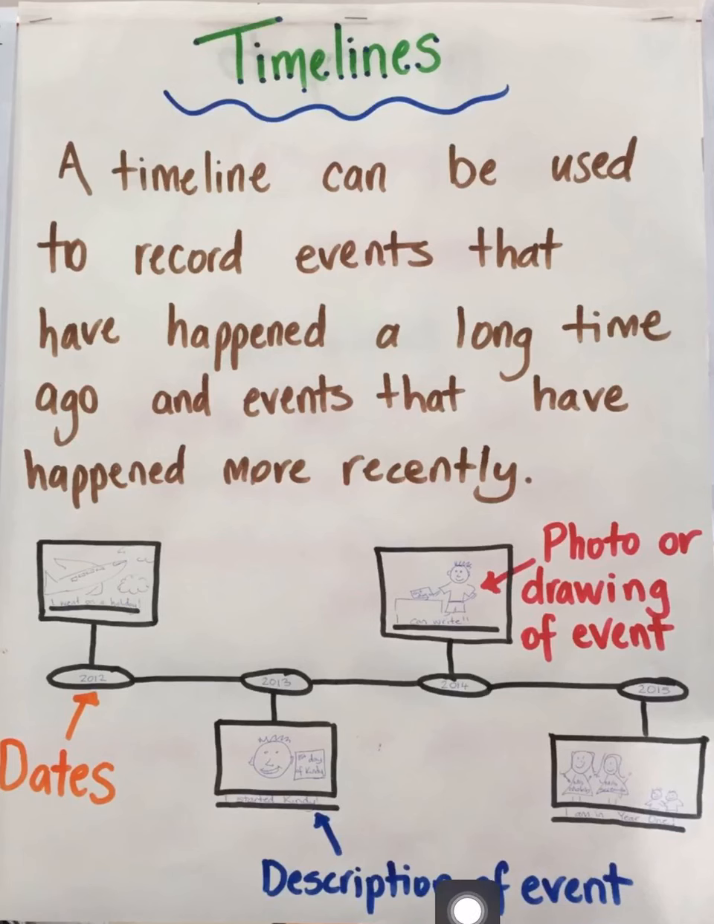Timelines also have events. So that's what these boxes are. They're different events of what happened. So you have to use description of events to tell about your events and what happened on these dates. Good timelines also include pictures so that you can show your reader more about the event that's happening.